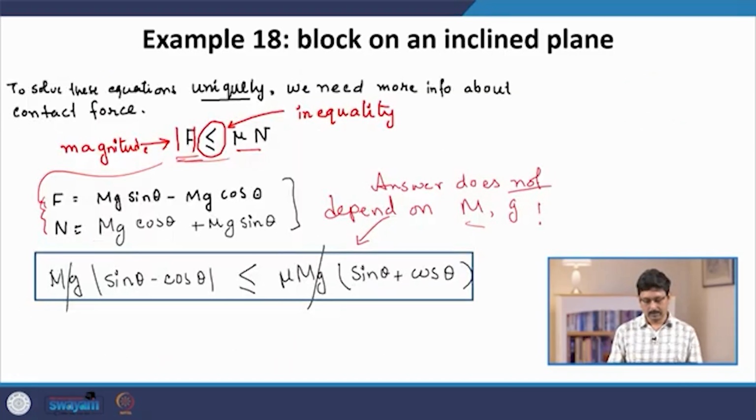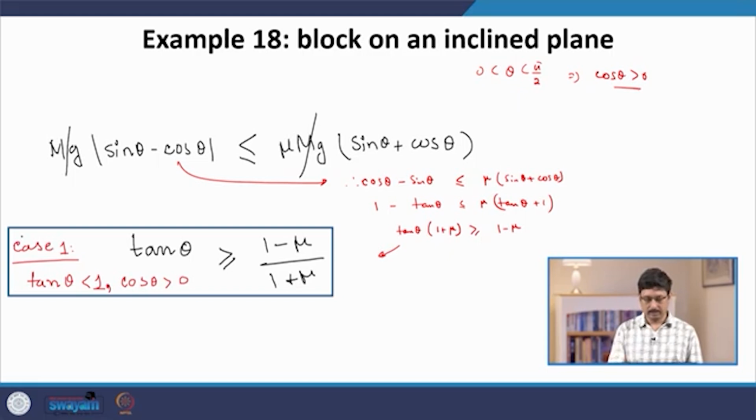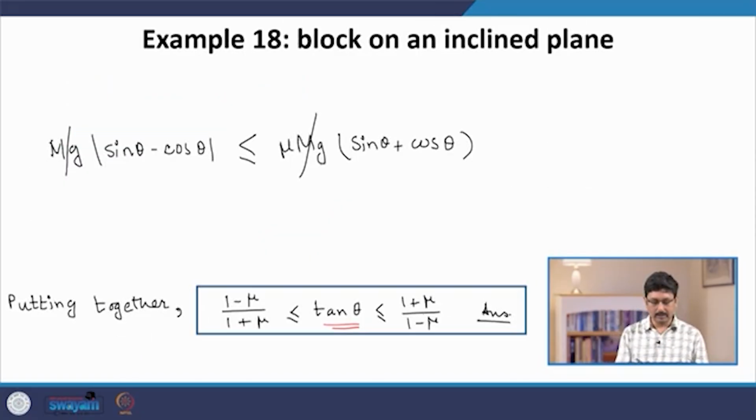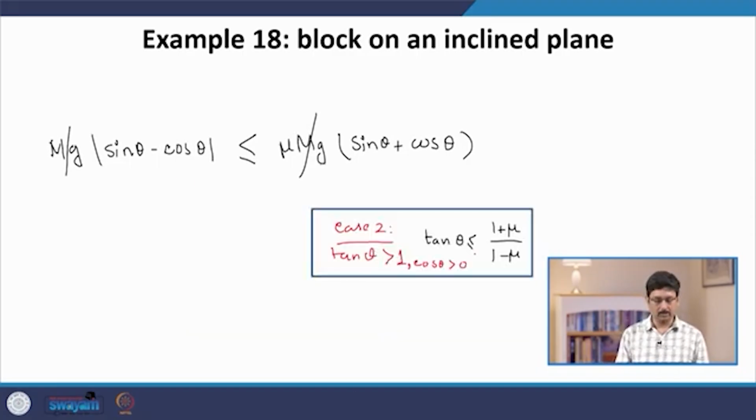And in this case, following the same route, you can easily show that the inequality that will be valid is that tan theta is less than 1 plus mu by 1 minus mu. The other part of the inequality will not be relevant. So, the only case you need to consider is this particular case.